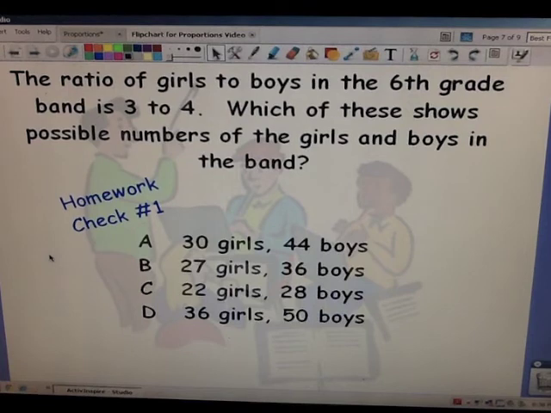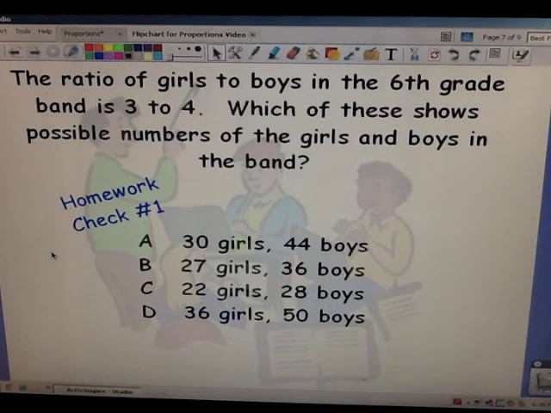Homework check number 1. The ratio of girls to boys in the 6th grade band is 3 to 4. Which of these shows possible numbers of the girls and boys in the band? Now, the ratio of girls to boys is 3 to 4. This 3 represents the girls. The 3 is listed first in the ratio. Up here, girls is listed first. So it's 3 girls to 4 boys. That's your first rate. Which one of these rates is going to be proportional to the 3 to 4? That's what you're trying to solve.